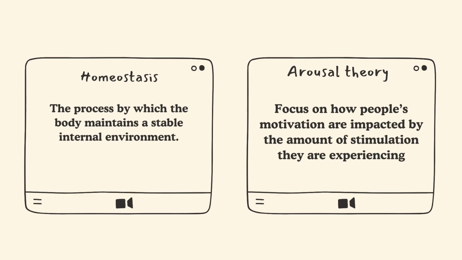Maybe you already learned it in your science class when you were in high school. So homeostasis is the process by which the body maintains a stable internal environment. For example, if you're too hot, your body will help you cool down. If you're too cold, then your body will help you warm yourself up to reach the balanced status of your body.